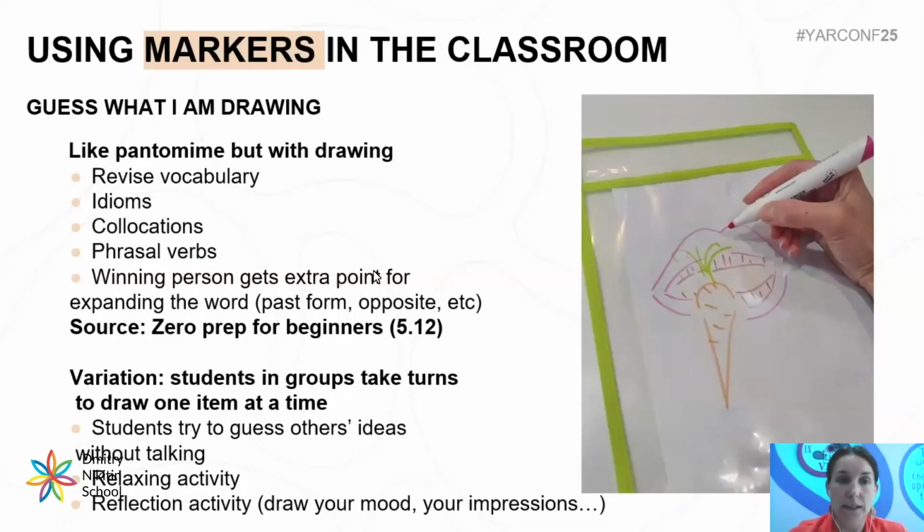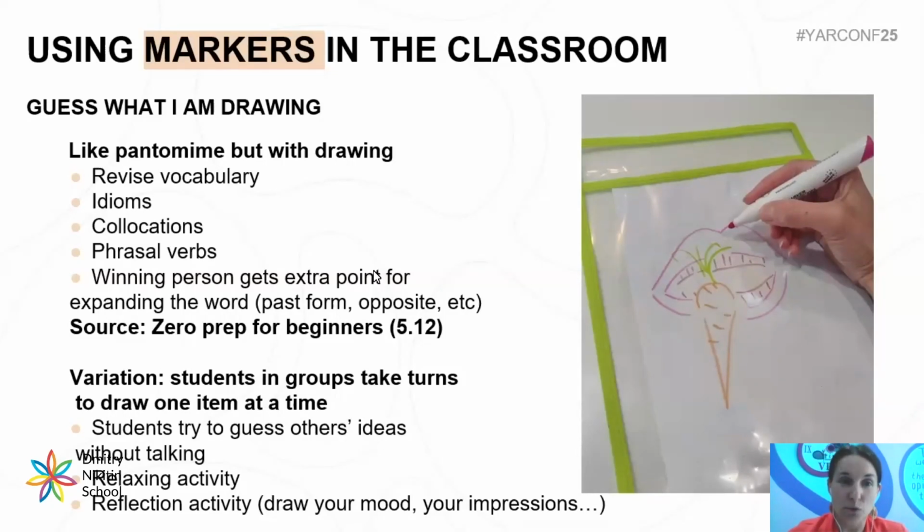The winning person gets an extra point for expanding the word. For example, if it was a verb that the person was trying to illustrate, then using the past form would give the extra point, or giving the antonym or the synonym of that. By the way, what is the person drawing in the picture? Yes, you're right. That's eating vegetables or eating healthy food.